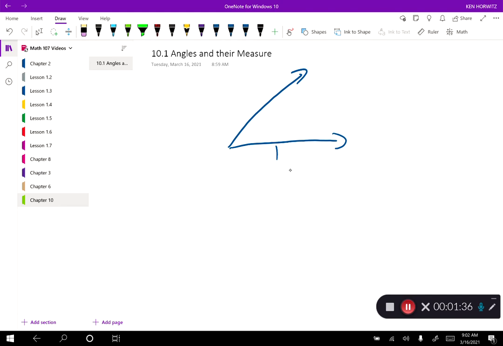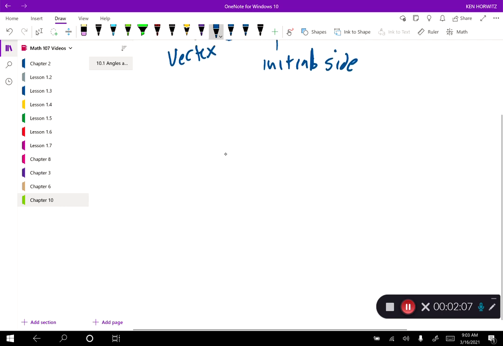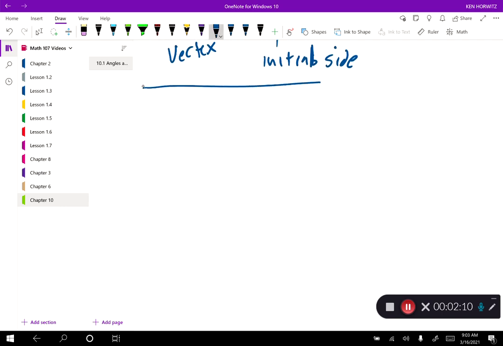I can't write today, so IN. Initial side. The side where the angle ends is called the terminal side. The point where the two rays meet is a very special point called the vertex. These three names are essential, mostly because I'll use them quite a bit in all of my trigonometry lessons.